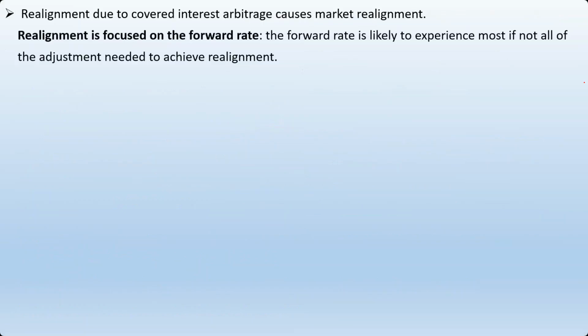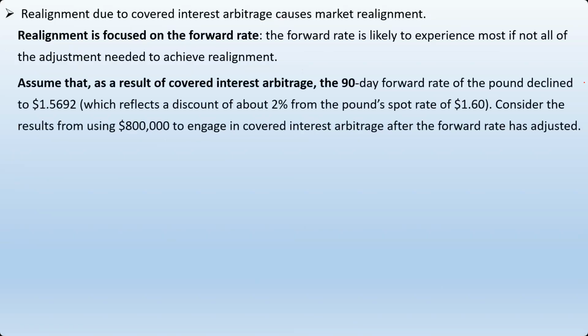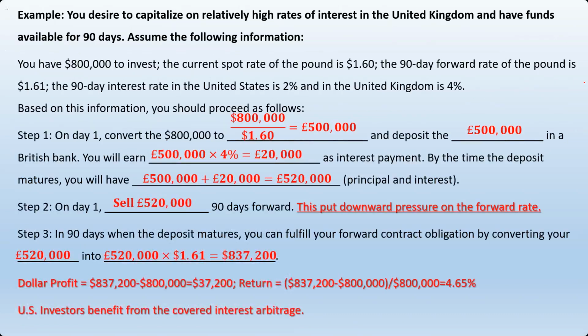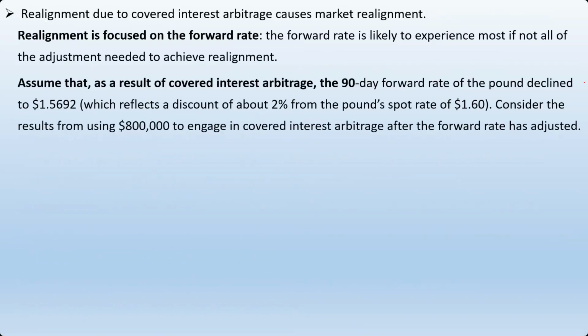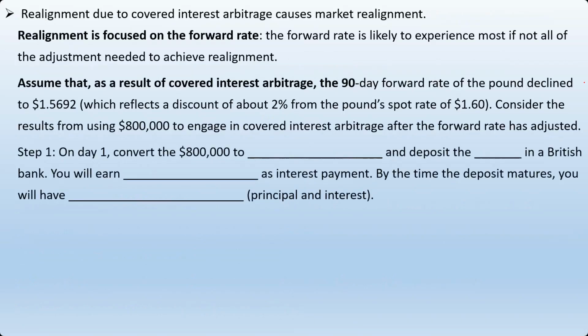So the realignment basically is to set the forward rate properly. The realignment is focused on the forward rate. The forward rate is likely to experience most, if not all, of the adjustment needed to achieve realignment. So let's look at this. Because we said there will be downward pressure on the forward rate, people keep selling forward, and the forward rate declines to 1.5692. And then let's see what's going on.